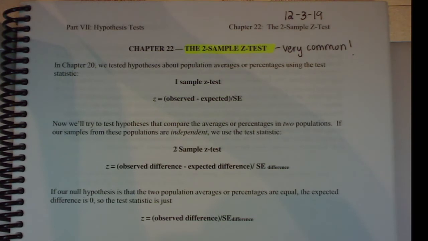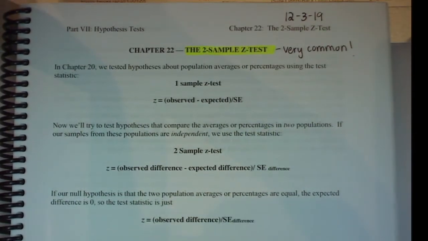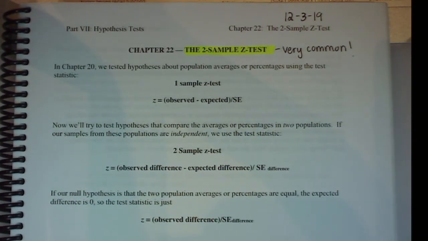Right? Maybe we want to look at a treatment and control group, or males versus females, or, I don't know, any two groups. And the one sample z-test doesn't really make sense because we only have one of everything. We just have one sample. We're not comparing it to another sample. We're comparing it just to a population.